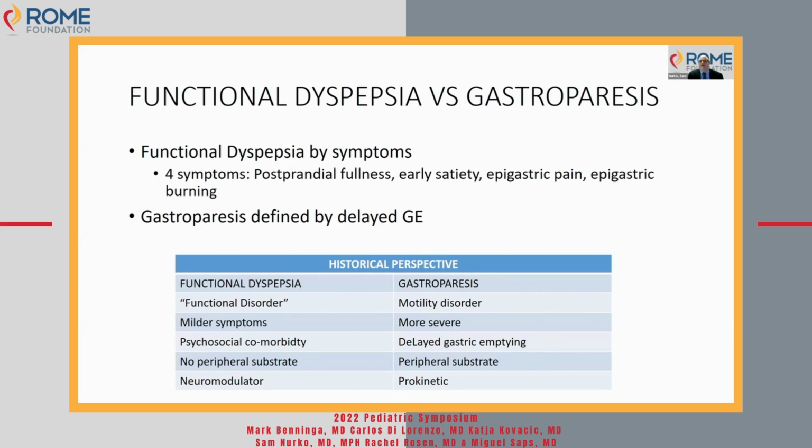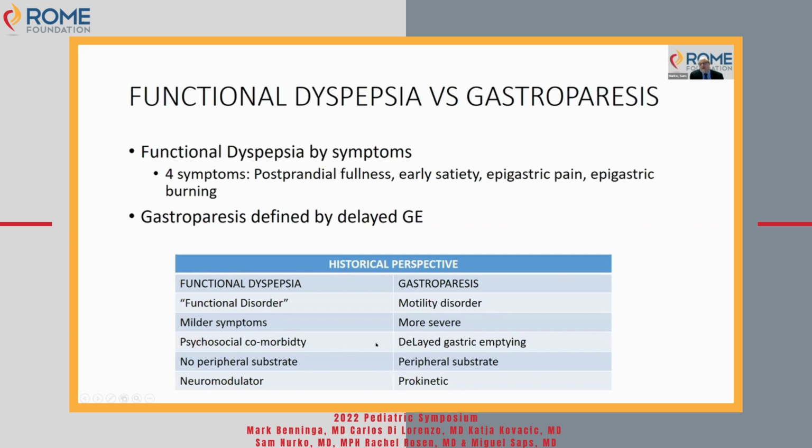In general, from a historical perspective, functional dyspepsia and gastroparesis have been separated, even though there may be some overlap. Gastroparesis is defined by delayed gastric emptying, and it was always considered a motility disorder. It tends to be more severe, has delayed gastric emptying by definition, usually has a peripheral substrate that you can demonstrate, and usually responds to prokinetics. It used to be said that functional dyspepsia was a functional disorder. The symptoms were very mild.